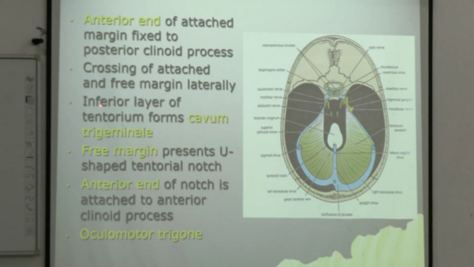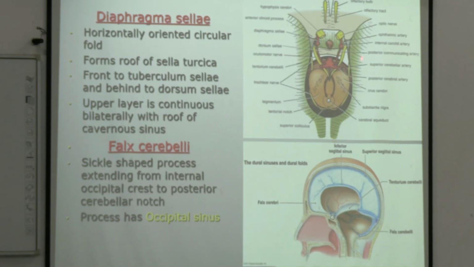The attached and free margins cross laterally. The inferior layer of tentorium forms the cavum trigeminale. The free margin presents a U-shaped tentorial notch. This is a U-shaped tentorial notch. The anterior end of the notch is attached to the anterior clinoid process. An oculomotor trigone.